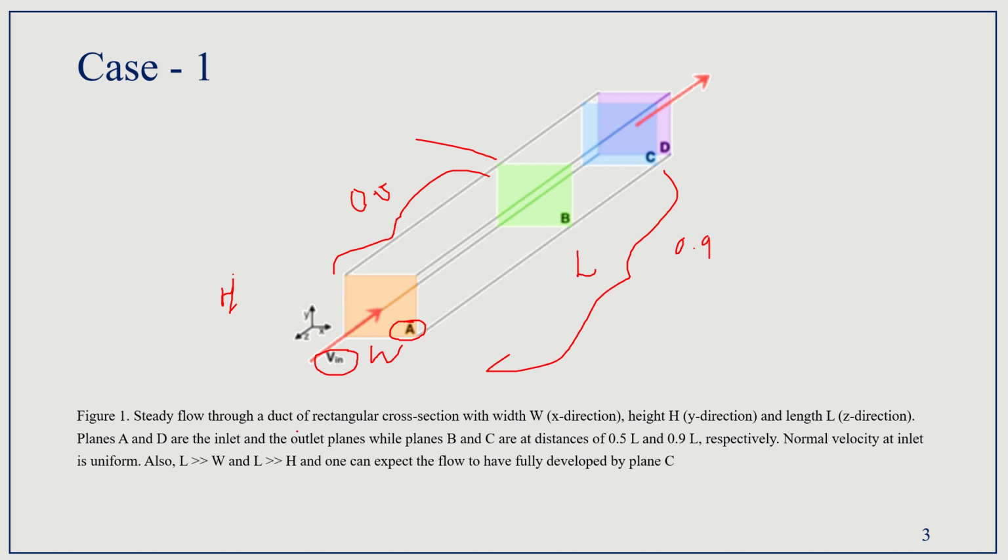So we have normal velocity at inlet is uniform and length is very much greater than width as well as height. So they are saying that fluid flow is fully developed by plane C. So by plane C, that is at a length of 0.9 L, the flow is fully developed. So this is what is given.